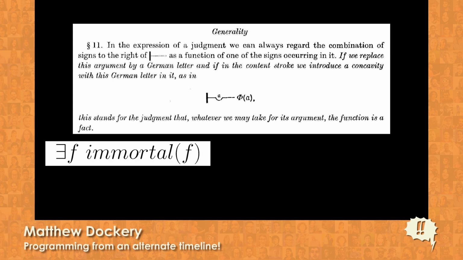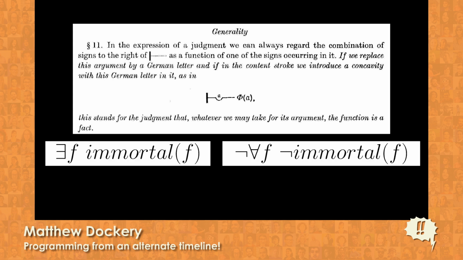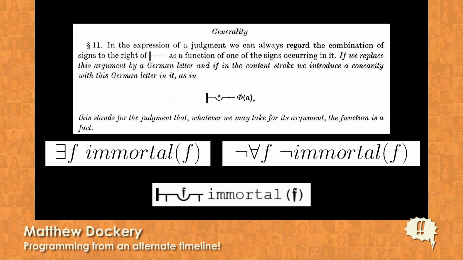To say, there is an immortal frog, is the same as saying, it is not true that for all frogs F is not immortal. This lack was common in Frege's era. The existential quantifier was another bit of syntactic sugar that took a while to be considered as a basic operator in its own right.